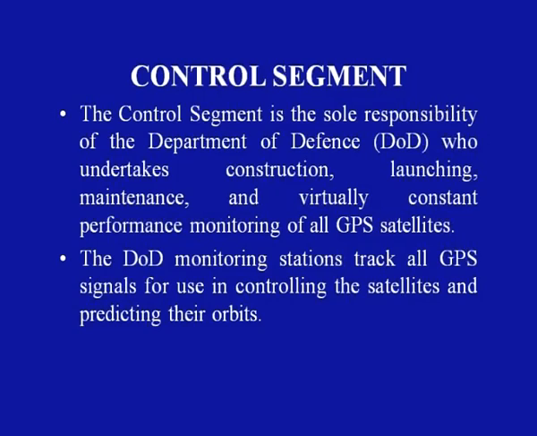The control segment is the total responsibility of the Department of Defense, US government, who undertakes the construction, launching, maintenance and virtually constant performance monitoring of all GPS satellites. The Department of Defense monitoring stations track all GPS signals for use in controlling the satellites and predicting their orbits. So, it plays a major role in the GPS system by and large, and hence this is a very critical element in the whole process of GPS.